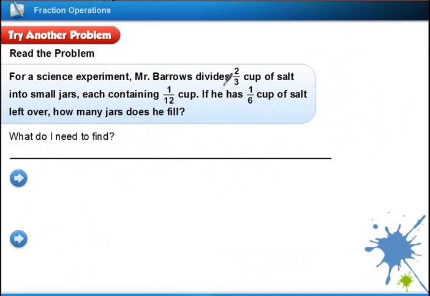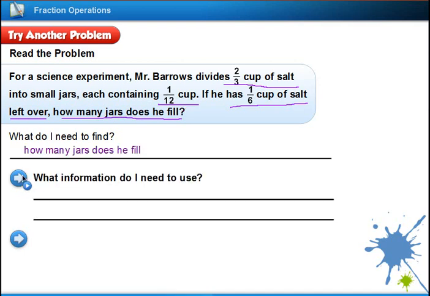Mr. Barrows divides 2/3 cup of salt into small jars. Each jar is going to contain 1/12 of a cup. He has 1/6 of a cup of salt left over. How many jars does he fill? What do I need to find? We need to find how many jars he fills.